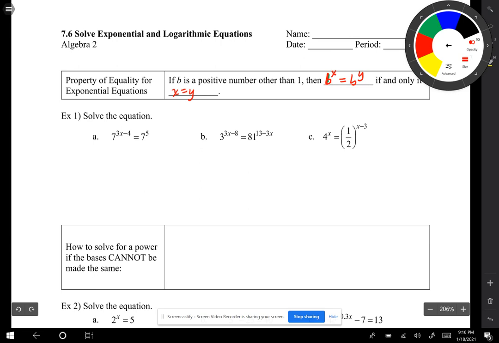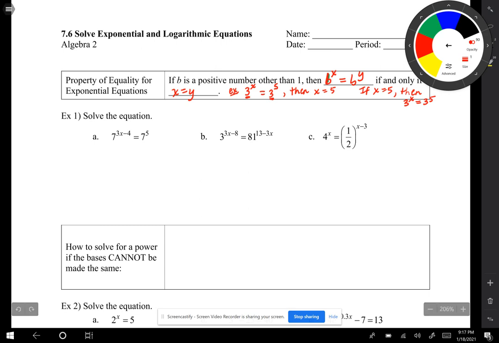Before we do the problem, let's look at an example, just a numerical example. So if you have something like this, 3 to the x is equal to 3 to the 5th. Since the bases are equal, then their exponents are equal. So that's what it says. And vice versa. If x equals 5, then 3 to the x is equal to 3 to the 5th.